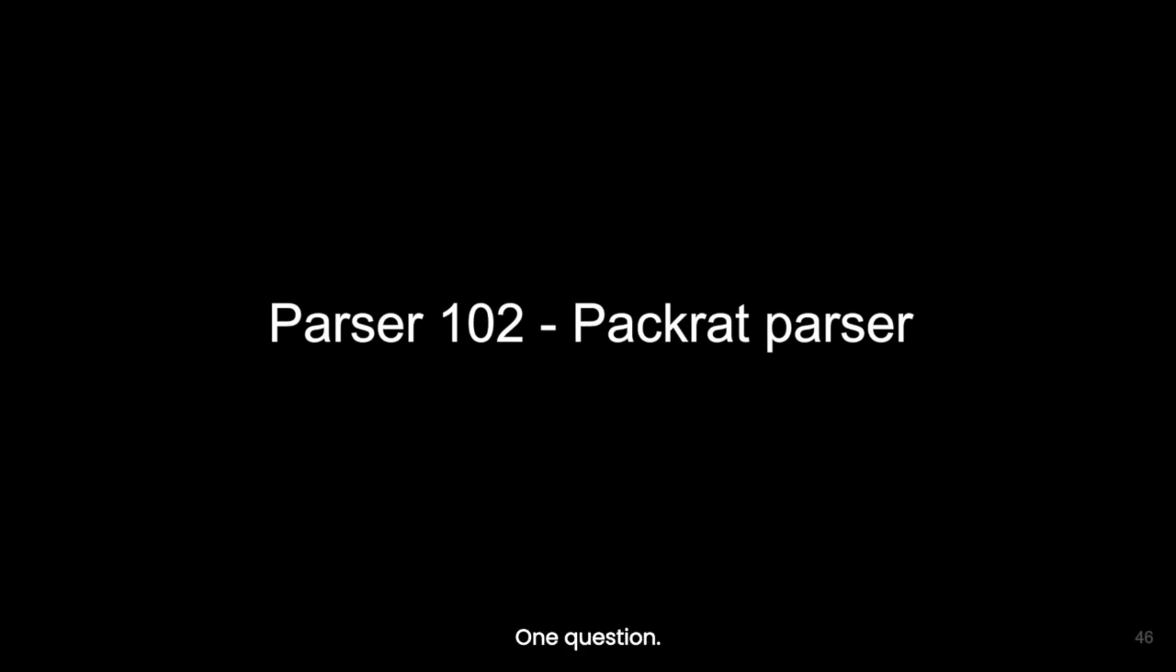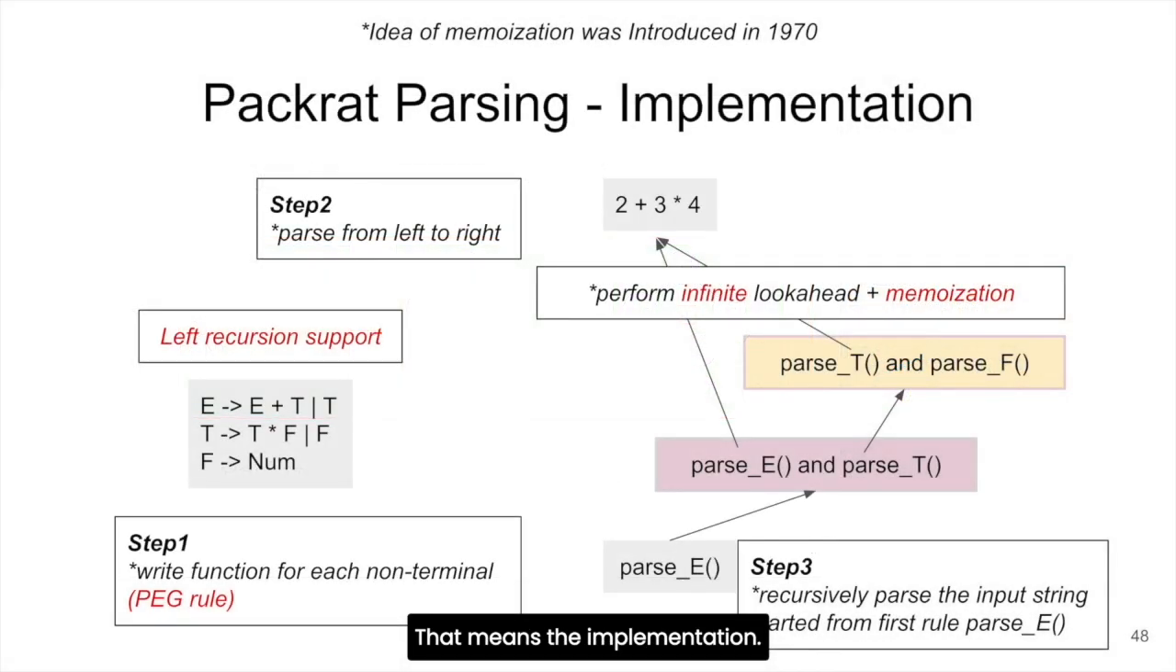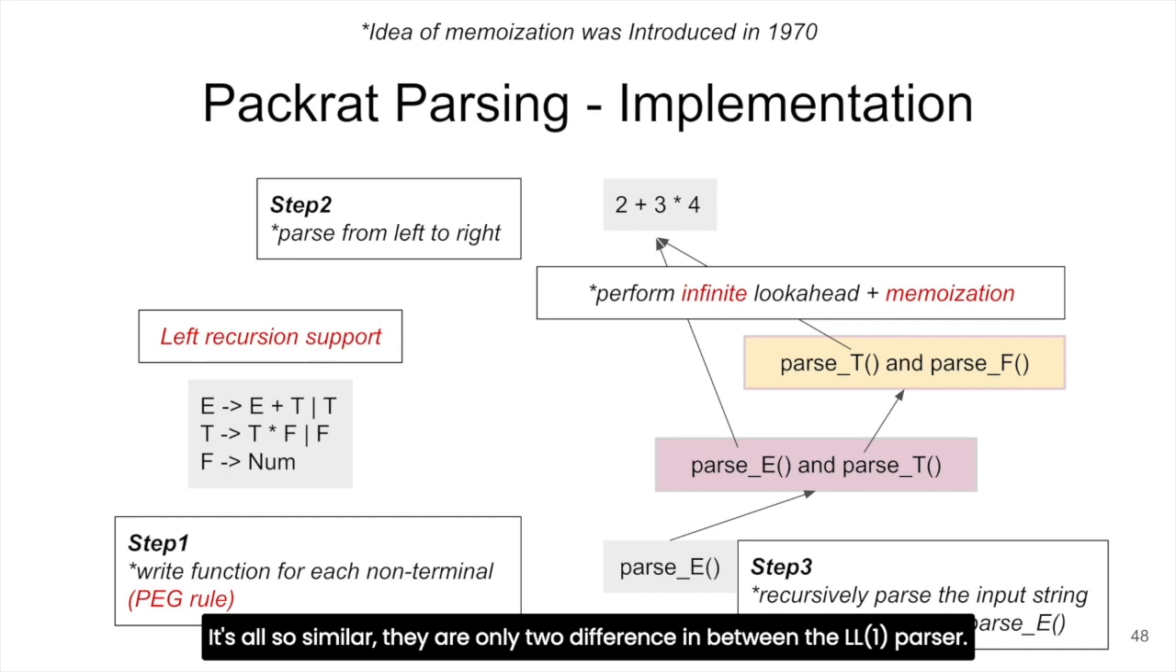We need to recall one question I mentioned in the beginning. Why did Guido choose to move from the LL1 implementation to the PEG parser implementation? The answer will gradually show up. First, the PEG parser is also a top-down type of parser. That means the implementation is also similar.